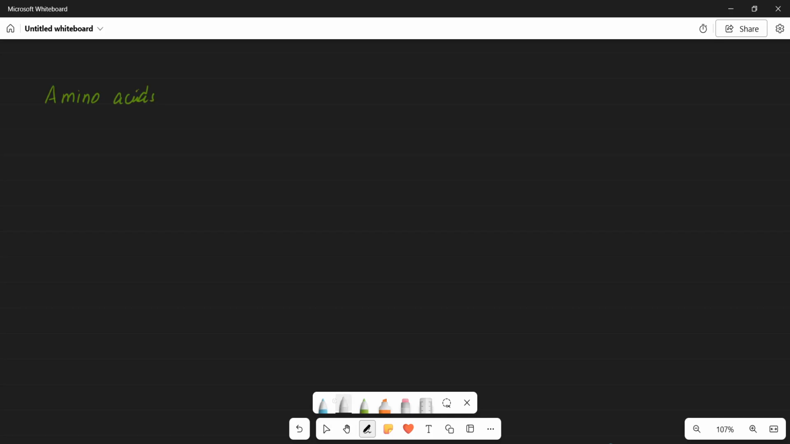They have two functional groups. One is the amino group, NH2. This is the amino group. The nature of this group is basic, basic in the sense that they accept protons. They are proton acceptors.